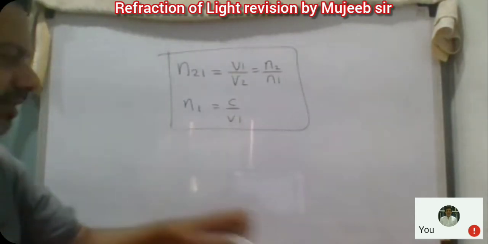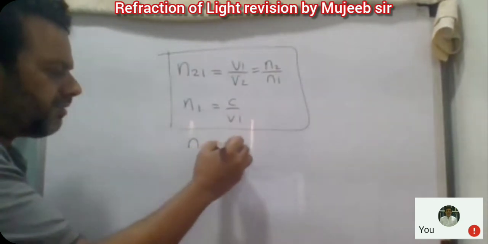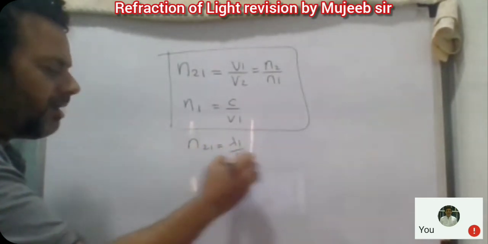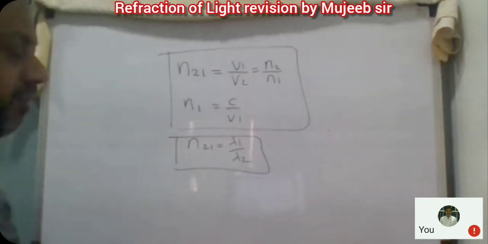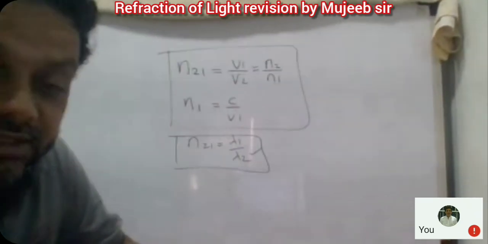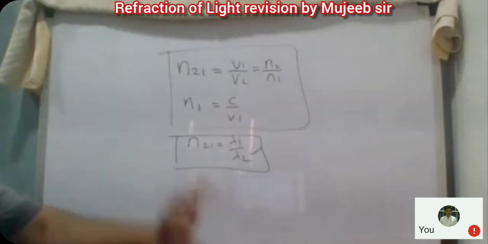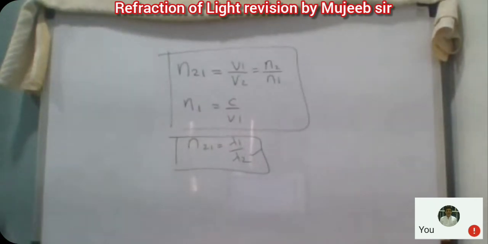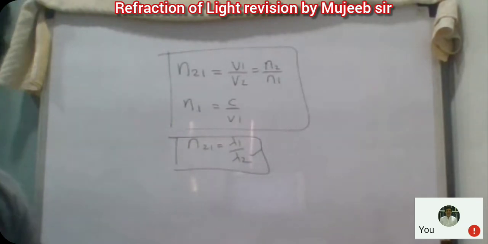We saw that formula for the refractive index. The refractive index of the second medium with respect to the first medium is lambda 1 upon lambda 2. So how much bending will take place depends upon the lambda, and lambda decides the color of light. So we come to the final conclusion that different colors of light will bend by different angles when they go from one medium to another medium.